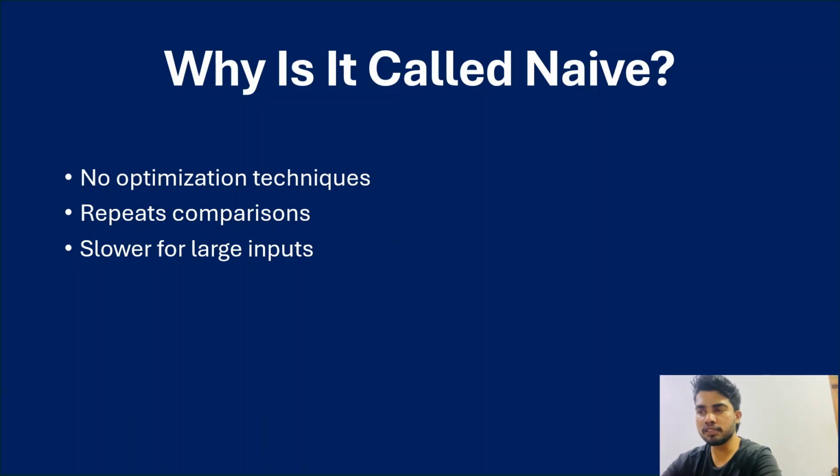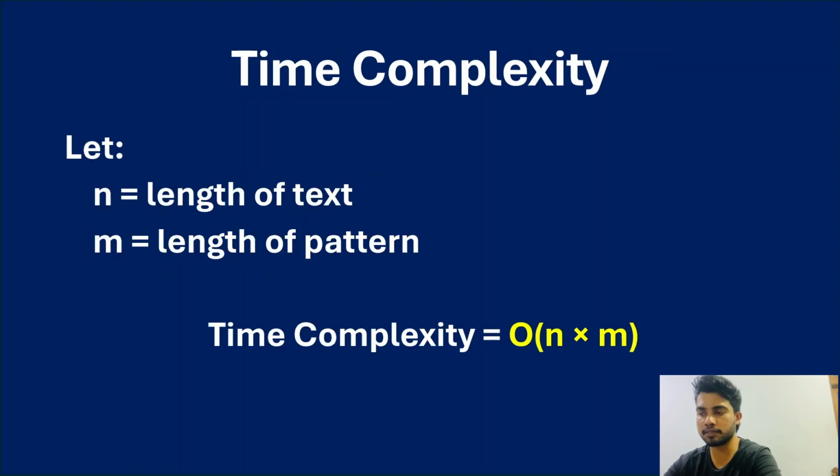So why is it called naive? It is called naive because it does not use any smart tricks. It compares the same characters multiple times and it can be slow for large text. However, it is very easy to understand, easy to implement and perfect for learning the basics.